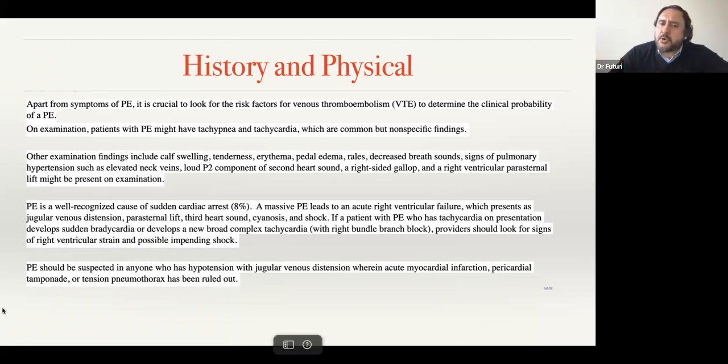Patients who have pulmonary embolism and then suddenly develop things like bradycardia, remember that this can sometimes be from a right bundle branch block. And so again, identifying these patients is very important. And anyone who has hypotension with jugular venous distension, where you've ruled out things like myocardial infarction, tamponade, or tension pneumothorax, then a PE should highly be suspected.